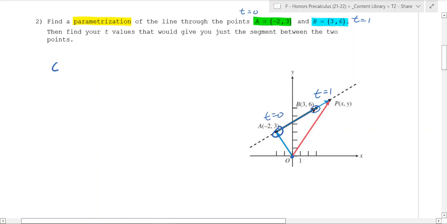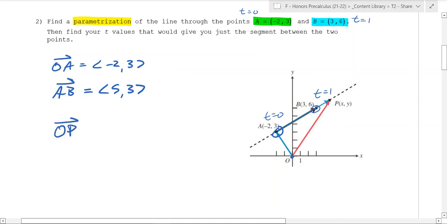So one thing you can write is the vector OA. The vector OA from O to A is negative 2, 3. And the vector from A to B, where you want to start and where you want to go, is the vector 5, 3, right there. So the line from O to P is going to be: you start with the vector OA, and then you add a multiple of the vector A to B. You first add a little bit, and then a little bit more, and a little bit more, and then you end right there.